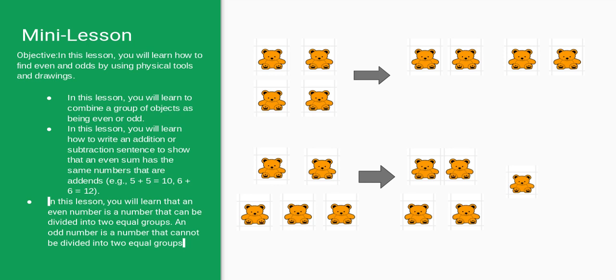At the bottom, we have 5 bears. Those 5 bears cannot be distributed into equal groups, meaning at the top, we have 2 bears, which makes one group. We have another group with 2, and then we have 1 left over. That 1 left over makes the number 5 odd.